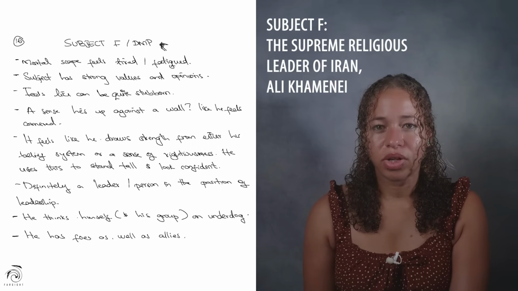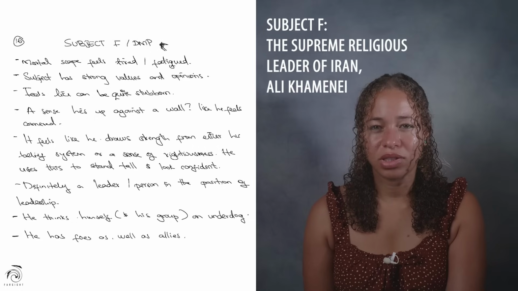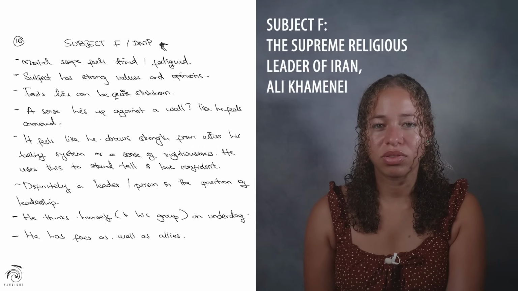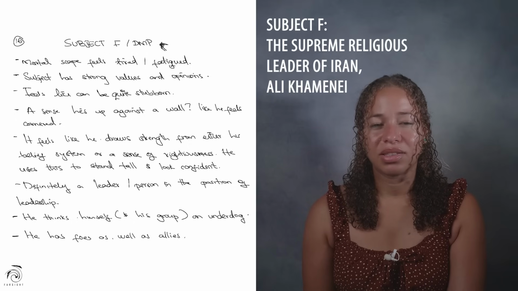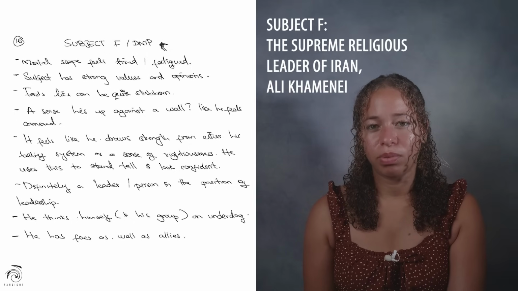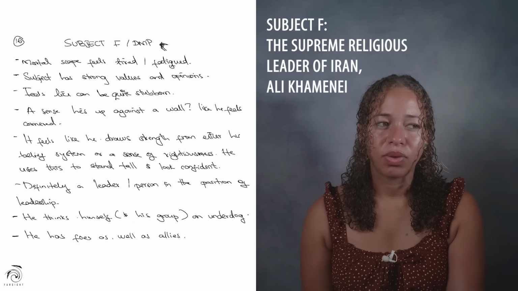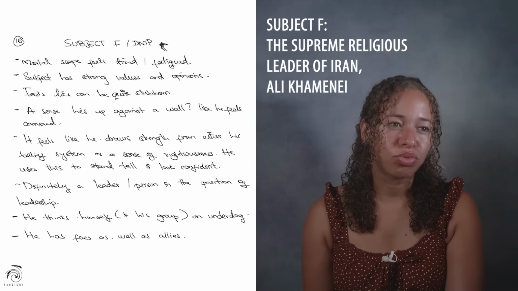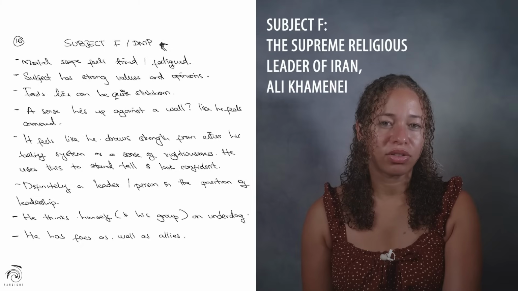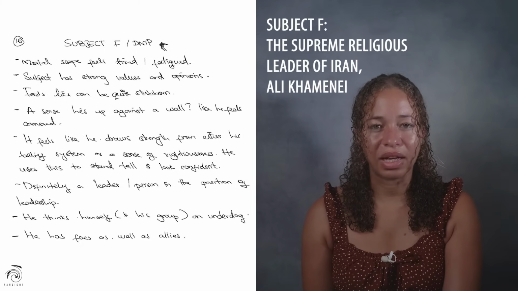He draws his strength from either his belief system or a sense of righteousness, and he seems to use this to stand tall and look confident. I'm getting that this is definitely a leader of some sort, or a person in the position of leadership. So he does think himself, or whoever he's associated with, his group, he feels like they're underdogs, and I'm picking up he has foes, but he also has allies.